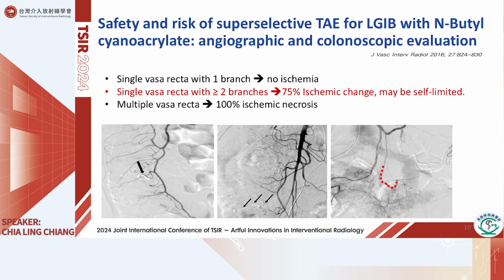However, in humans, when we do a super selective TAE for lower GI bleeding with NBCA, when only a single vasa recta with 1 branch was embolized, there is no ischemic change. However, if a single vasa recta with more than 2 branches were embolized, the chance of getting ischemic change is about 75%. Most of them may be self-limited. However, if multiple vasa recta like this one were embolized, the chance of getting ischemic necrosis is 100%.